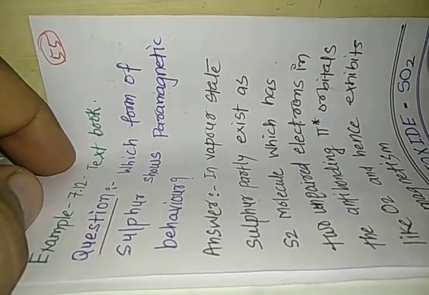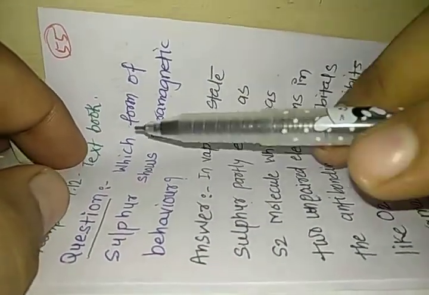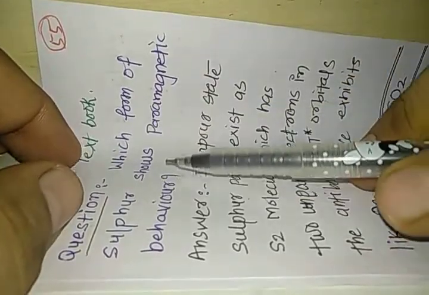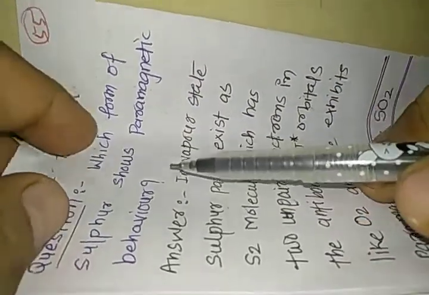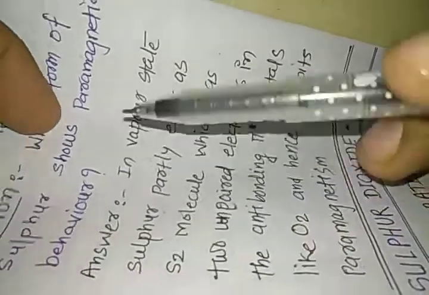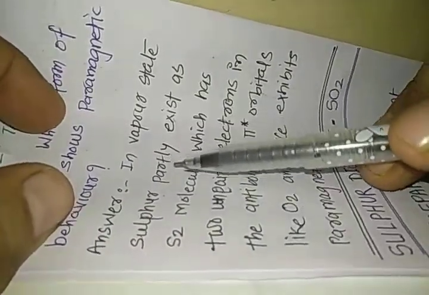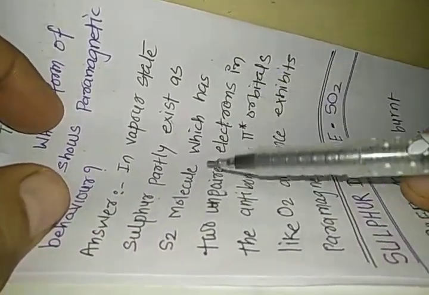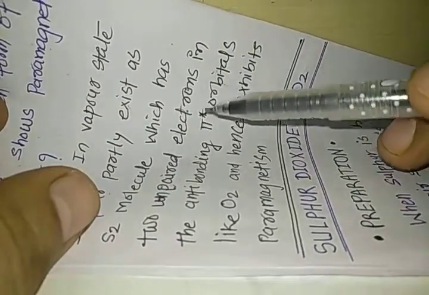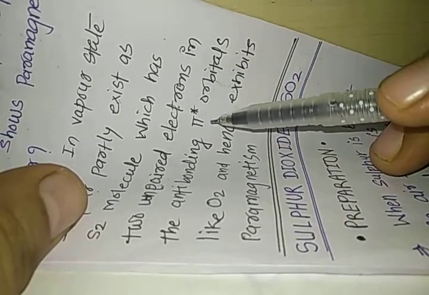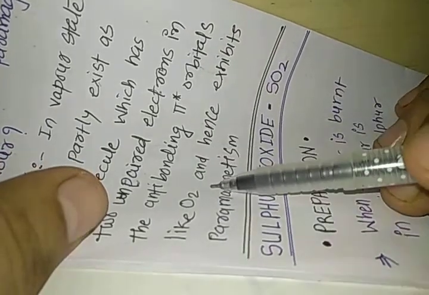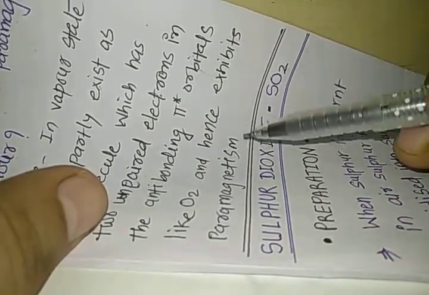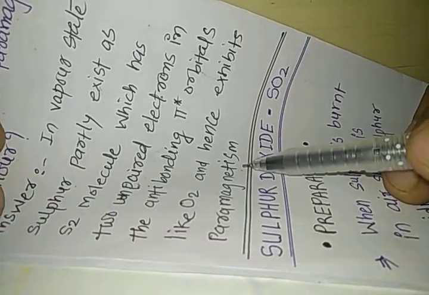Now, from the textbook we have solved example number 7.12. That is what we are going to study. The question says: which form of sulfur shows paramagnetic behavior? The answer: in the vapor state, sulfur partly exists as the S2 molecule, which has two unpaired electrons in the antibonding pi star orbitals like O2, and hence exhibits paramagnetism.